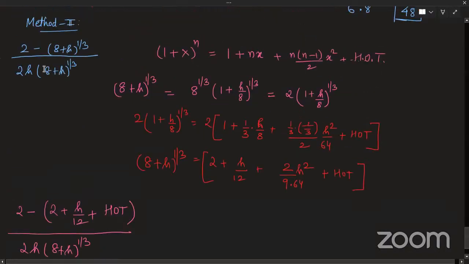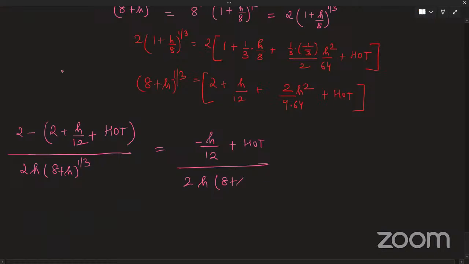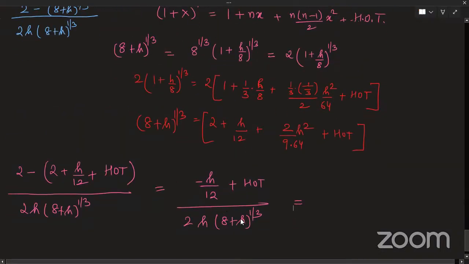Okay. So now just tell me one thing. I'll just open the brackets for you. So in the numerator, I have minus h by 12 and plus some higher order terms that I don't actually care about, divided by 2h into (8 plus h) to the power of 1 by 3. So now, do I need to open my bracket in the denominator? Do I need to open it? 8 plus h to the power of 1 by 3 that I have in the denominator. Do I need to open it?